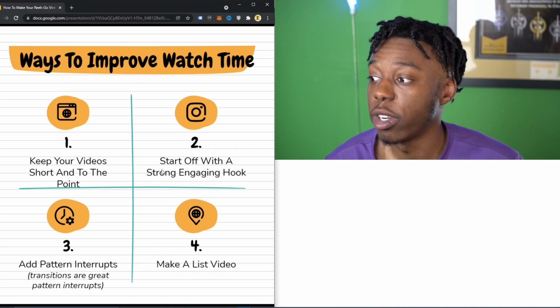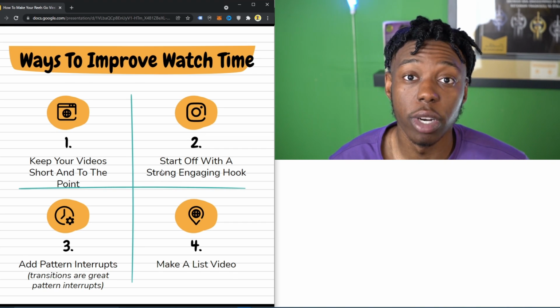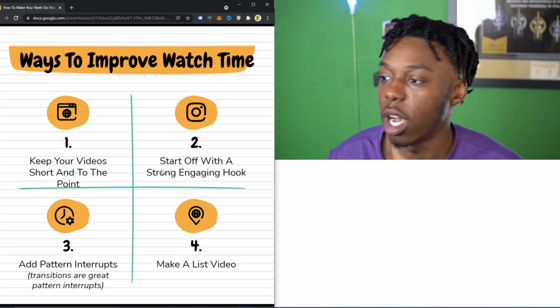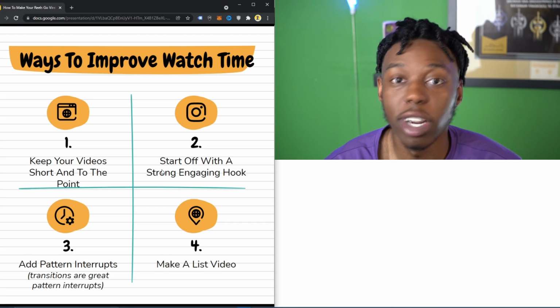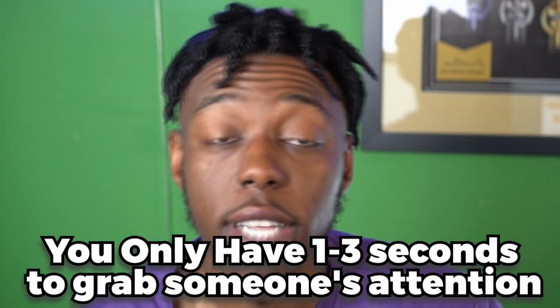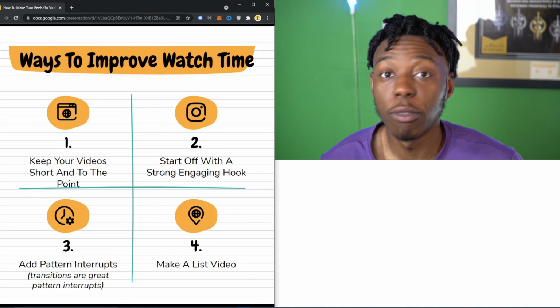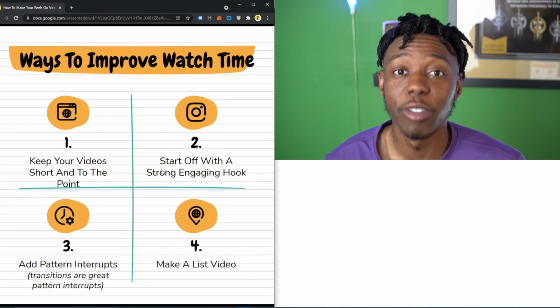Now, of course, one of the first ways to do that is keeping your videos short and to the point. Getting straight to the point is a good way to keep people from swiping away right away. The second way is starting off with an engaging hook. A hook is really important because you have about 2 seconds to capture someone's attention. So starting off with a question or bold statement is very important. Add pattern interrupts. Any type of transition or movement is a good way to reset someone's mind from being bored or clicking off the video.